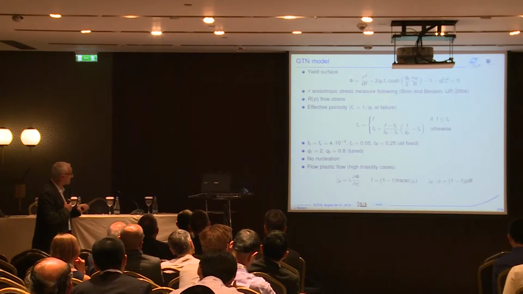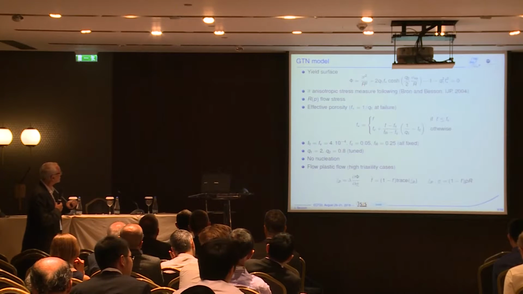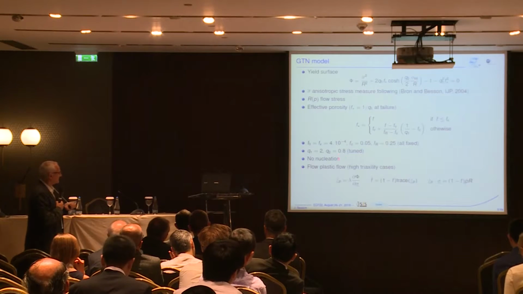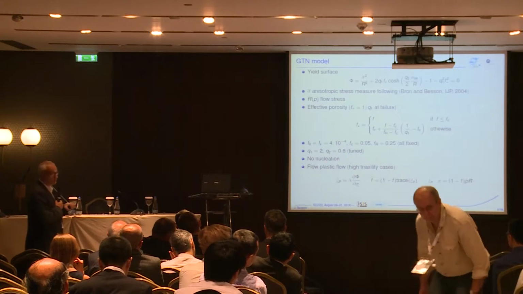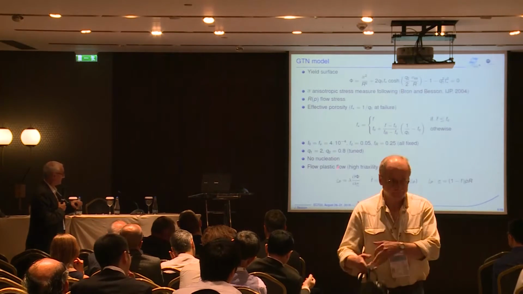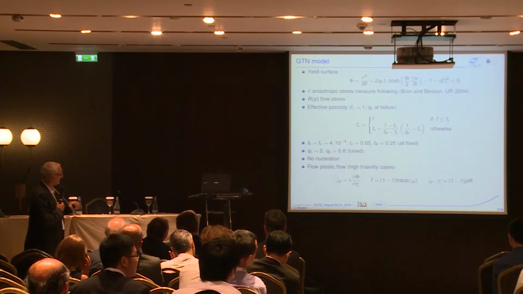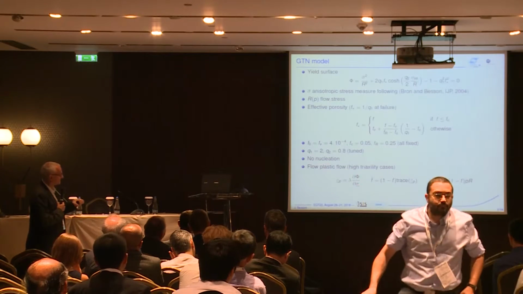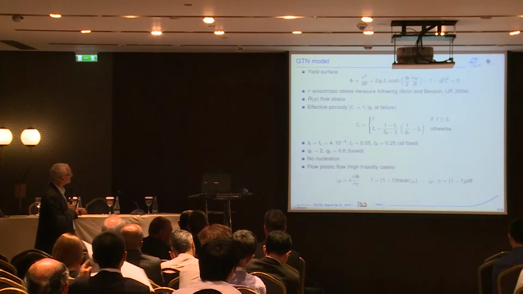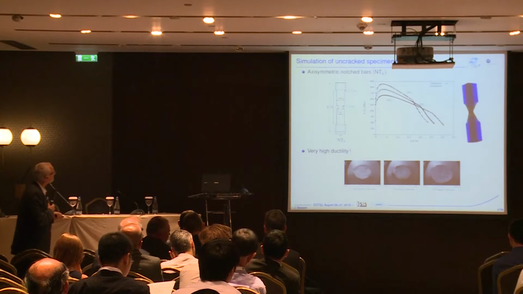With these values, we just choose Q1 and Q2. With this material at high triaxiality, there is no need for nucleation, so it's fairly simple. And then we apply normality to get the flow rule, and the evolution of porosity, which is damage, and hardening. And that's the straightforward Pearson model.